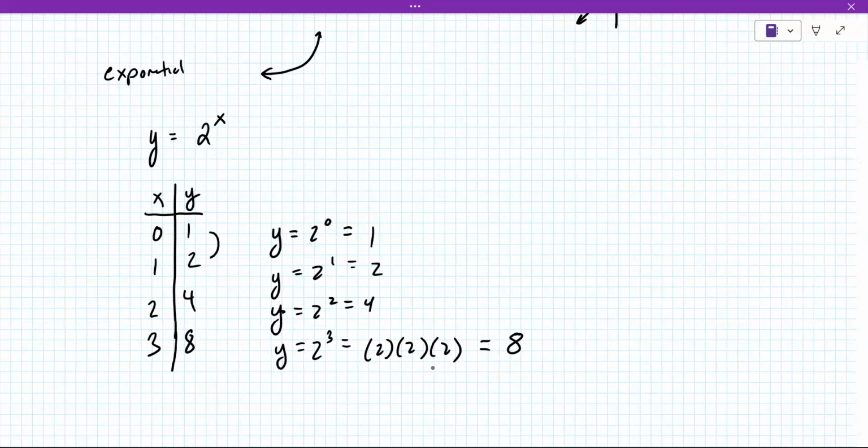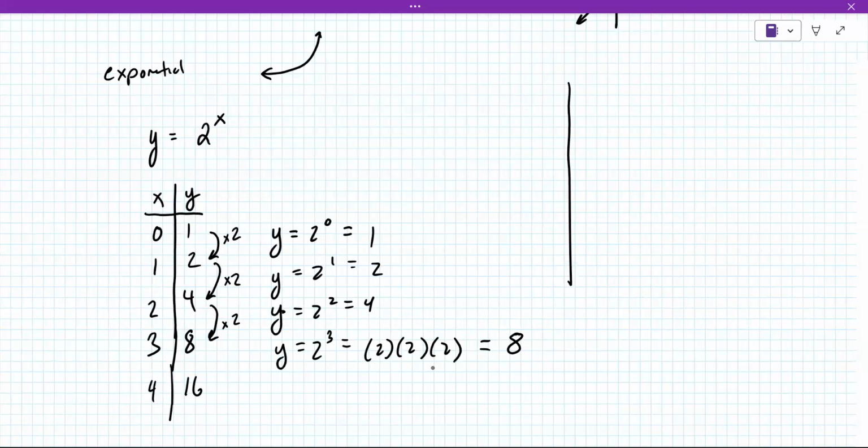Now, what do you notice from going 1 to 2, 2 to 4, 4 to 8? What's the rule? What's the jumping rule? It's multiplying by what number? 2. And then multiply by 2, multiply by 2. So what would the next one be? 16. You got it. Okay.